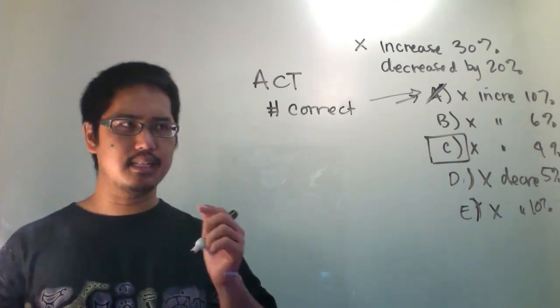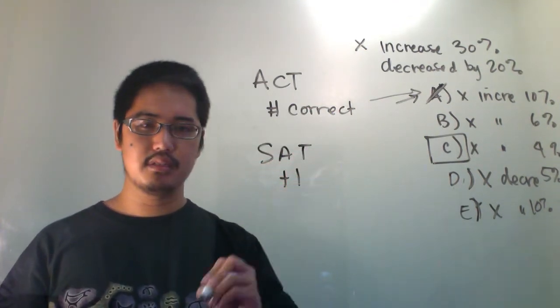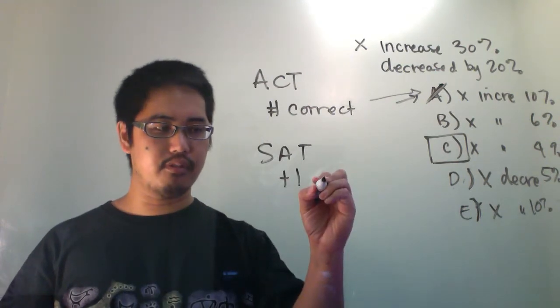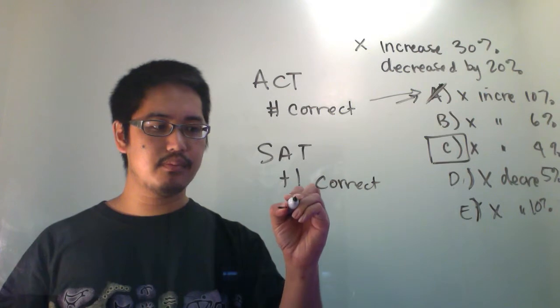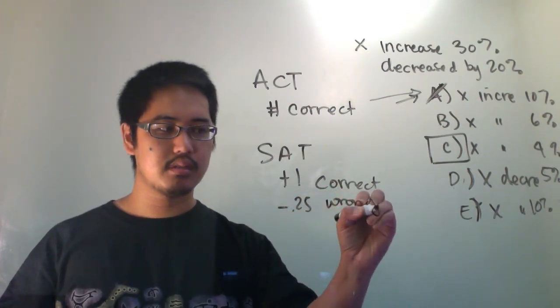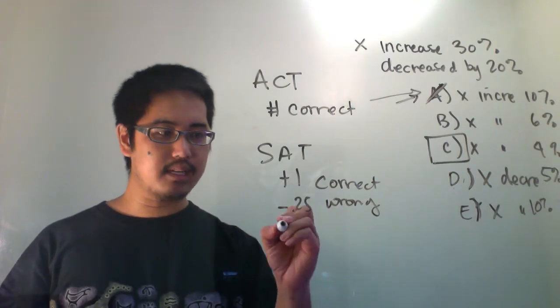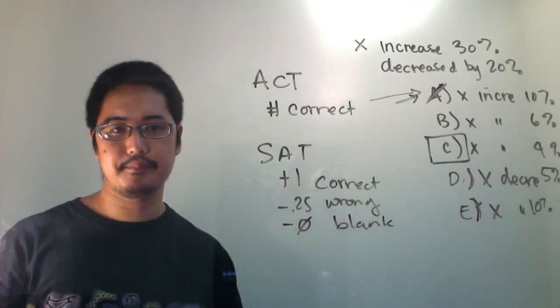On the SAT, they give you +1 if you get it correct. But they give you minus 0.25 if you get it wrong. If you get it blank, they don't take off any.